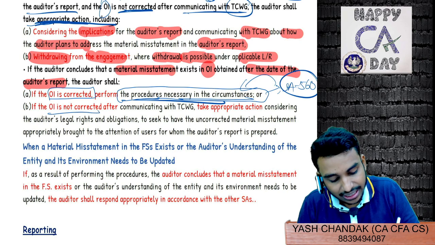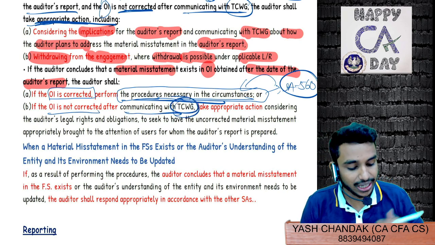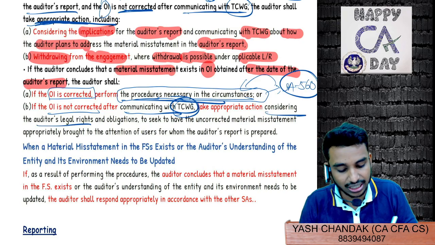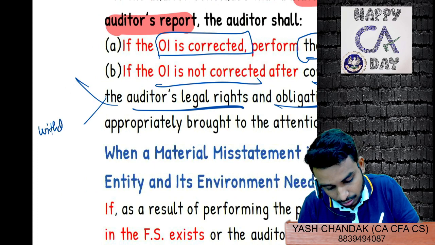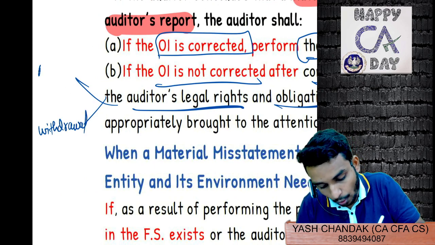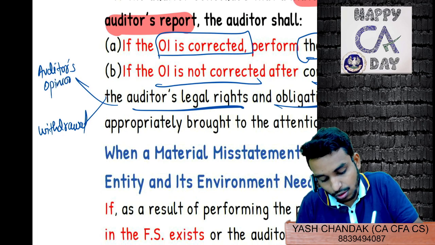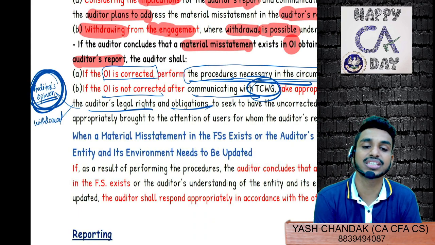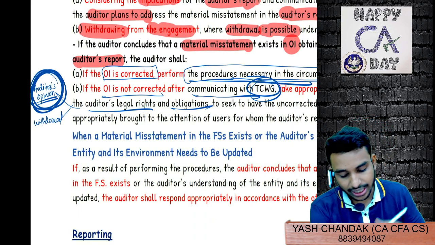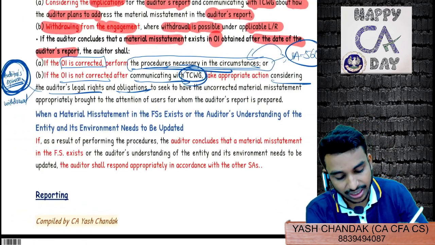If the OI is not corrected after communicating to TCWG, then again you have to take appropriate action, considering the auditor's legal rights and obligations with respect to withdrawal or the auditor's opinion. Since the auditor's report is already issued, how will he now change the auditor's opinion? The auditor's report is already issued, so how will he change it?